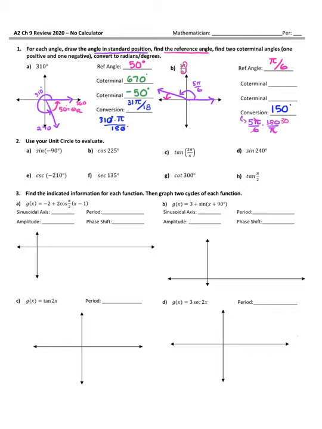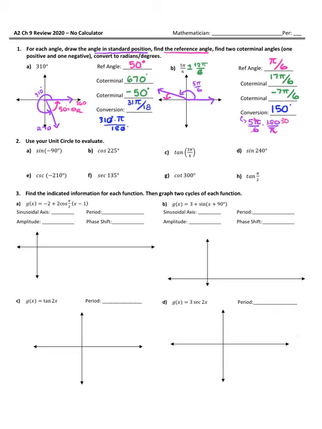Now for the coterminal, you're going to be adding and subtracting 2 pi since this is in radian mode, but we need a common denominator. So we're going to add and subtract 12 pi over 6, because that's equivalent to 2 pi. So if I add, that will give me 17 pi over 6, and if I subtract, I'm going to have negative 7 pi over 6. All right, so that would be those first two.